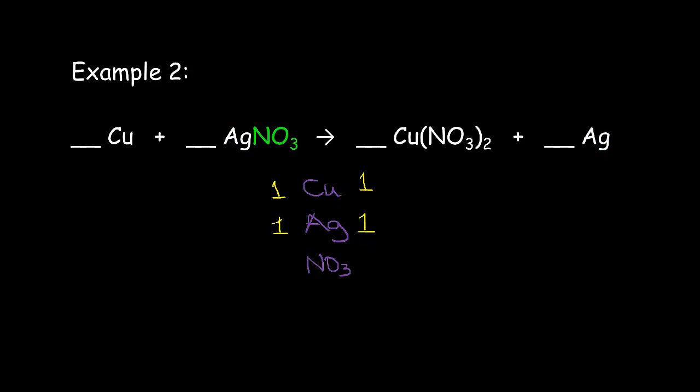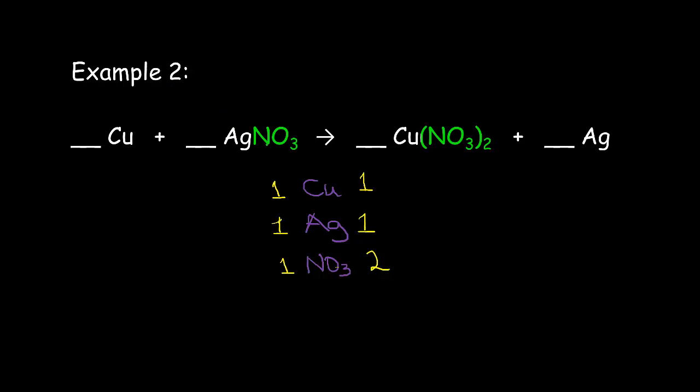Last one, nitrate. We have 1 nitrate right here, 1 NO3 on our reactant side, and on our product side, we have 2. This 2 stands for everything that's in between the parentheses. That means there are 2 NO3s. So our NO3s are not balanced, and as we know from the law of conservation of mass, we cannot create mass, and it appears that we have created an additional nitrogen and 3 additional oxygens, which we know we cannot do. So we need to make sure that we have 2 NO3s on the reactant side.